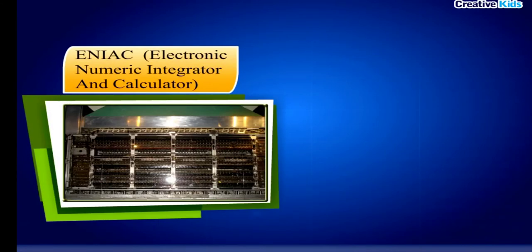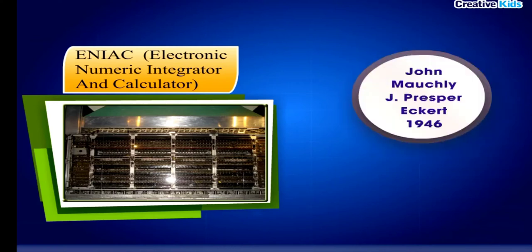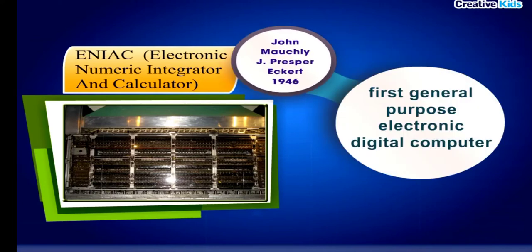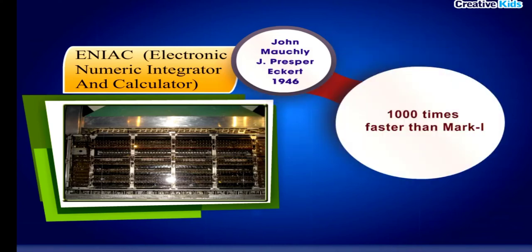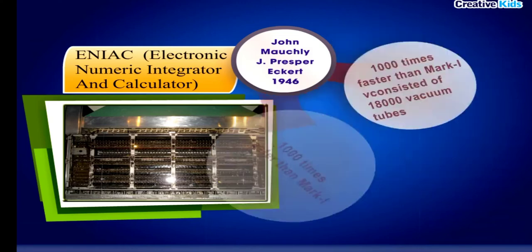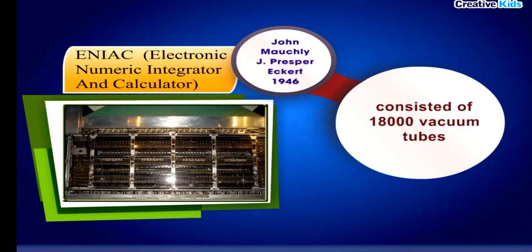ENIAC, Electronic Numeric Integrator and Calculator. John Mauchly, J. Presper Eckert, 1946. First general-purpose electronic digital computer. 1,000 times faster than Mark I. Consisted of 18,000 vacuum tubes.